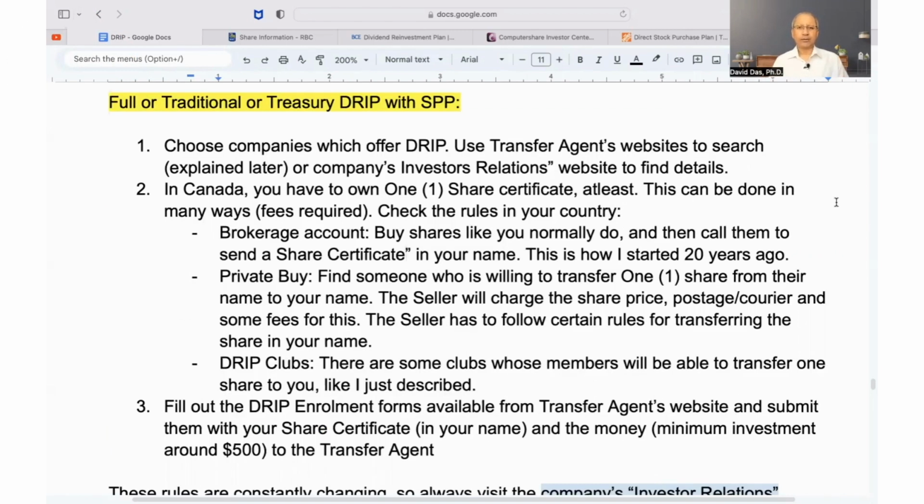Now we are going to talk about how you can set up your full drip with optional share purchase plan account. Number 1, you have to choose companies which offer drip. You can use the transfer agent's websites, which I will explain later, or you can use the company's investor relations website to find more details. In Canada, you have to own 1 share certificate in your name to get started.